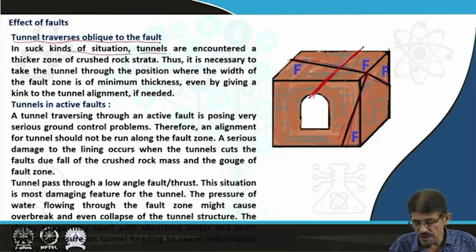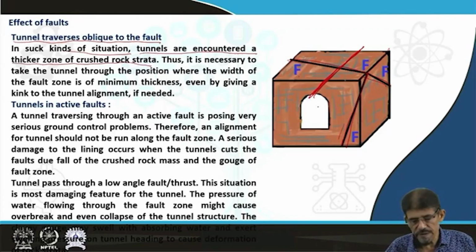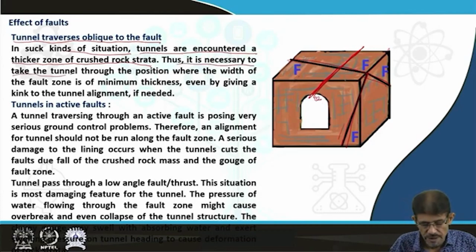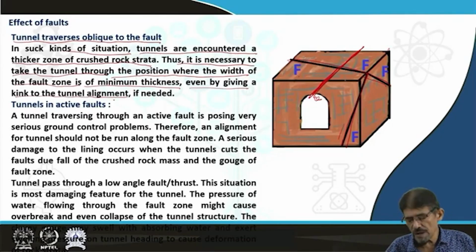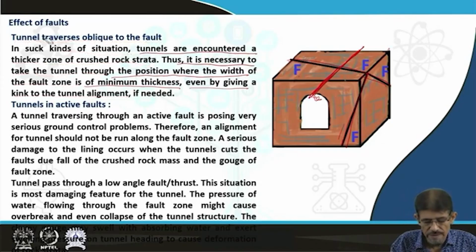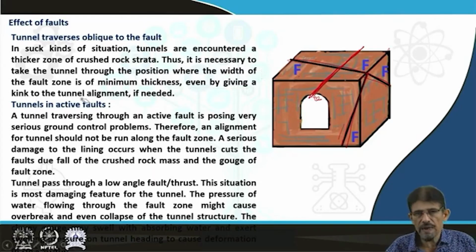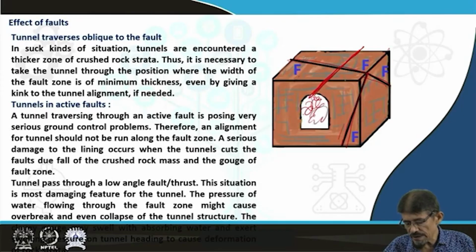In such kinds of situations, the tunnels encounter either a thicker zone of crushed rock, which leads to fall inside the opening. Thus, it is necessary to take the tunnel through the position where the width of the fault zone is of minimum thickness, even by giving a kink to the tunnel alignment. It means, if it is not possible to avoid the thick zones, then we have to shift the tunnels slightly away from the main plant tunnels, so that such adverse rockfall and filling of material inside the tunnels can be avoided.